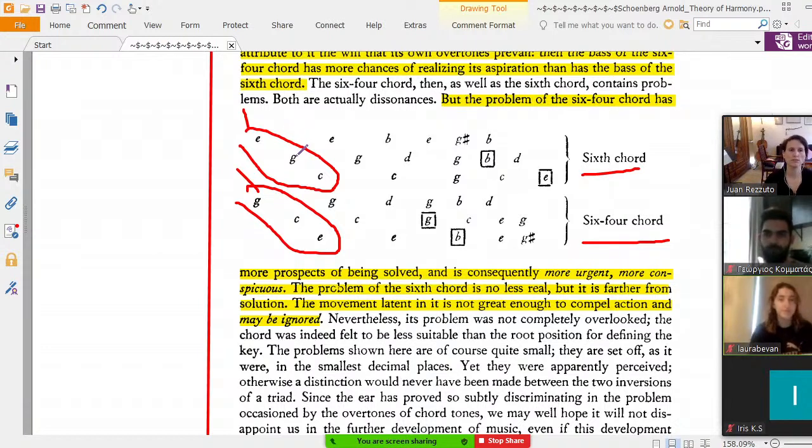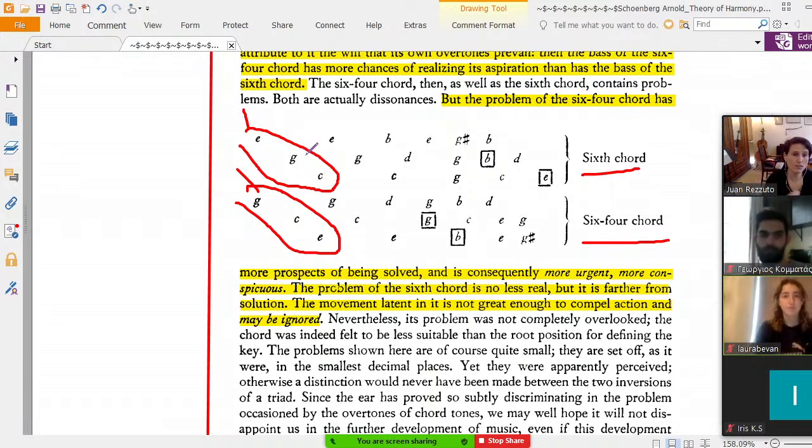Yes, to the acoustics. What he states is that we cannot put morality in music. We cannot say this sounds bad, this sounds good. Yes, he based himself on the acoustics. Yes, it's the acoustic reason. And this is the reason for the difference between the 6-4 and the 6-3 chord.